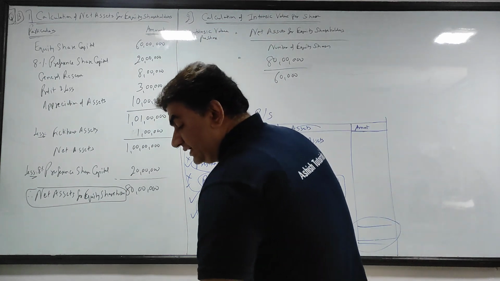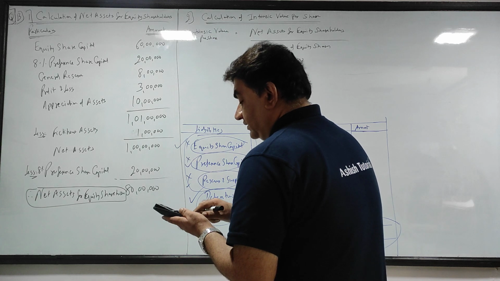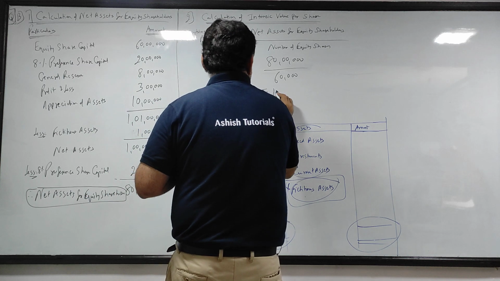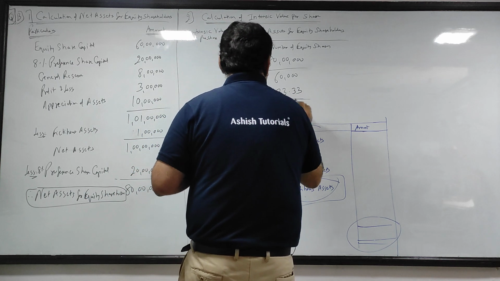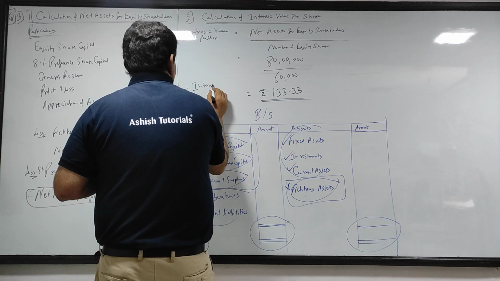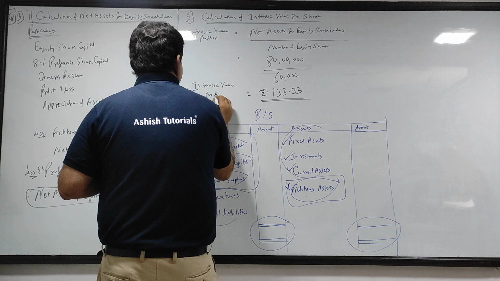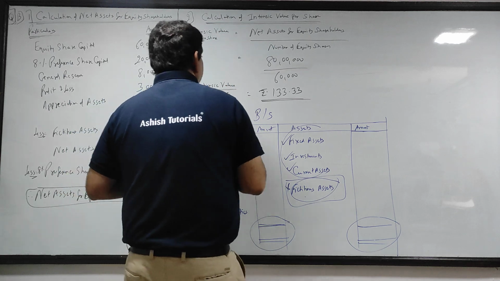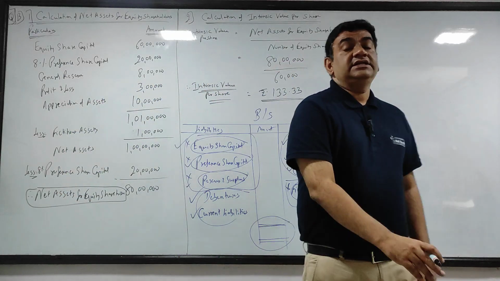60,000. Divide 80 lakhs by 60,000 and it gives you rupees 133.333. That is my intrinsic value per share. So therefore, my intrinsic value per share is 133.333.